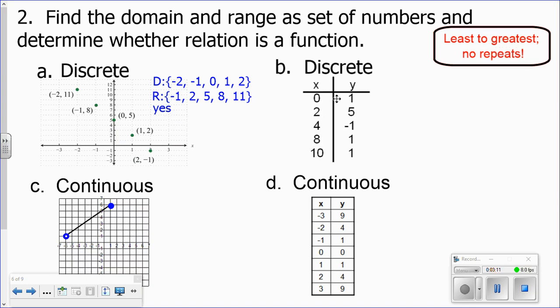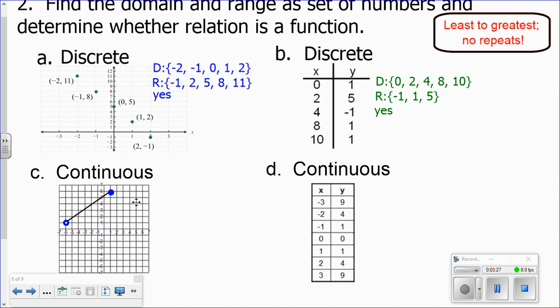In this table, again, it's telling you it's discrete, so it's not going any further than these numbers. So the domain is 0, 2, 4, 8, 10, and the range would be -1, 1, 5. Notice that there are 3 ones, but I'm only writing it once.